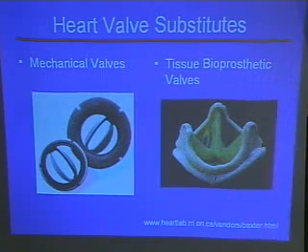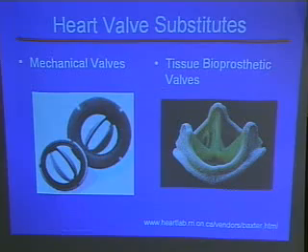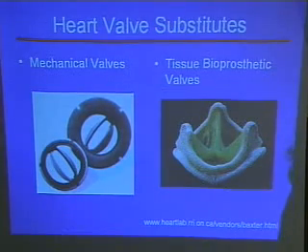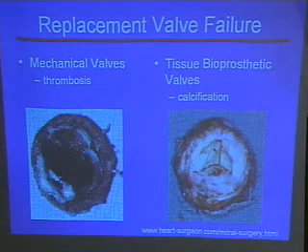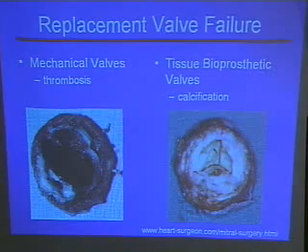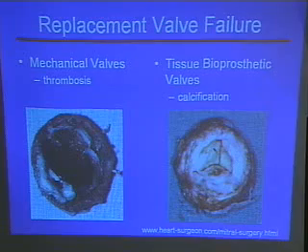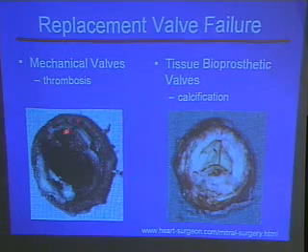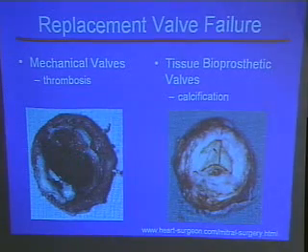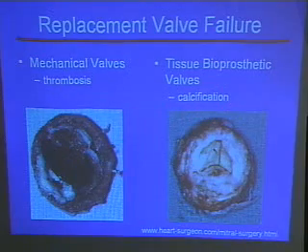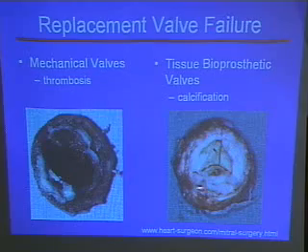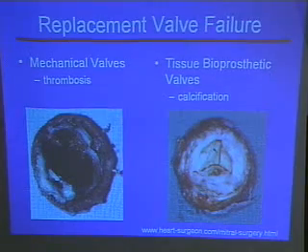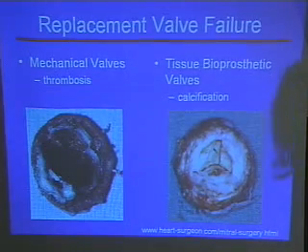And while these valves have improved and saved the lives of many people, they still have many problems in that they fail at a rate of 50 to 60% within 10 years. The most common mechanism of failure for mechanical valves is thrombosis or blood clotting. The most common mechanism of failure for tissue bioprosthetic valves is calcification, in which the leaflets essentially turn into bone, become brittle, and are thus non-functional.